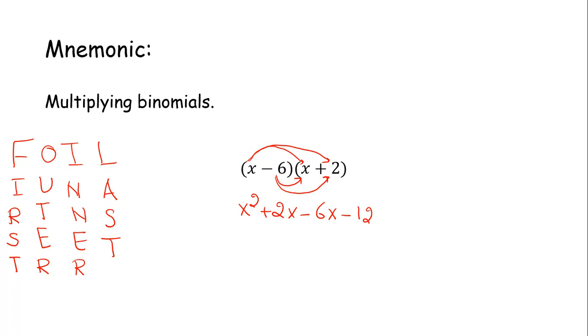So FOIL stands for first, outer, inner, last. It's the same thing as doing the distributive property. I just want you to be exposed to the word, so when you hear it later, you know what it means. In my opinion, I just use the distributive property all the time. Don't forget to combine your like terms, so x squared minus 4x minus 12. Let's try to do one more slide and then you guys can practice.